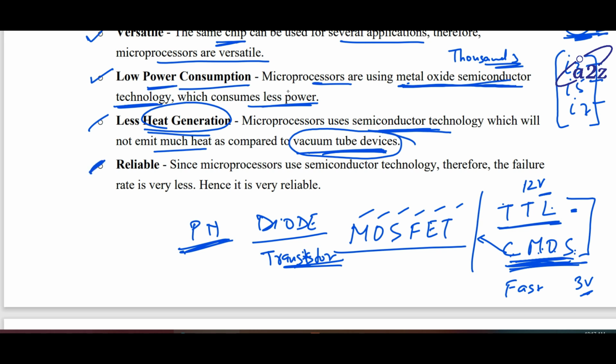And last is reliable. Since microprocessors use semiconductor technology, they are very reliable. The chances of failure are very less. So we can say that microprocessors are very reliable compared to the previous versions.